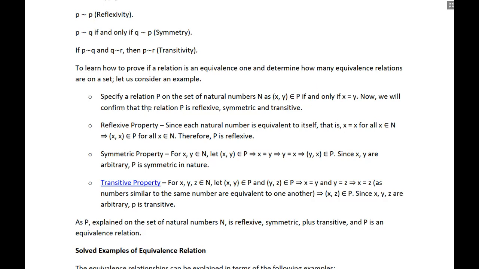Now we confirm that the relation P is reflexive, symmetric, and transitive, because we have already discussed that the well-known equivalence relation is equality. Reflexive property: since each natural number is equal to itself, x is equal to x for all x belonging to N. In this way, the pair of x with itself also belongs to P.